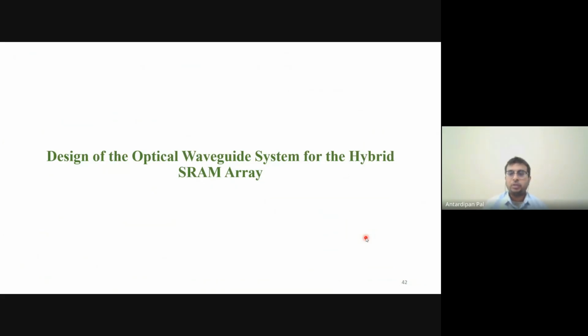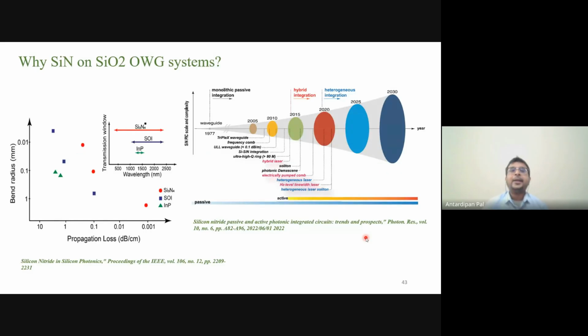Now, design of optical waveguide system for the hybrid SRAM array. What material did we choose? Here we will design a silicon nitride on silicon dioxide waveguide. Why did we choose this?